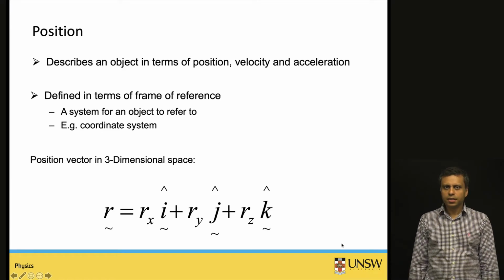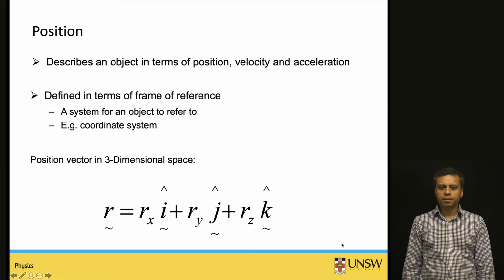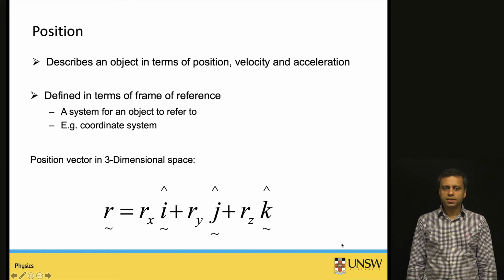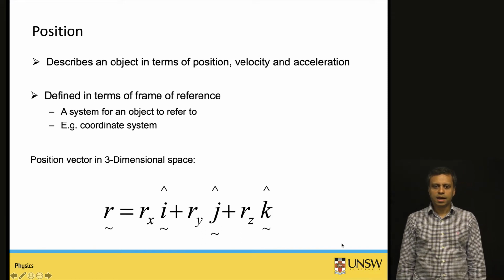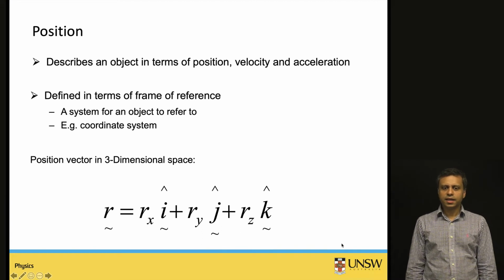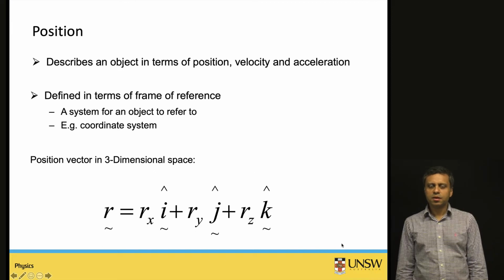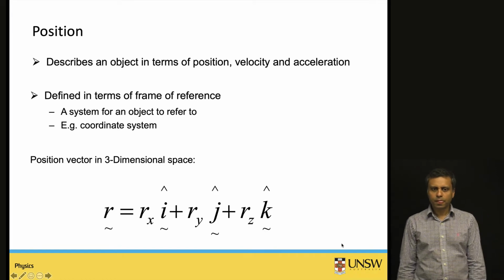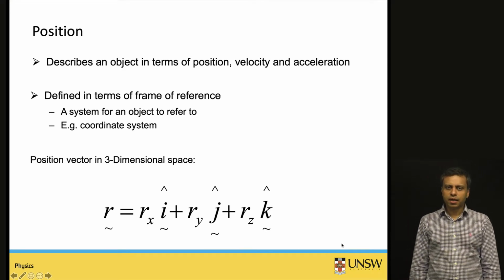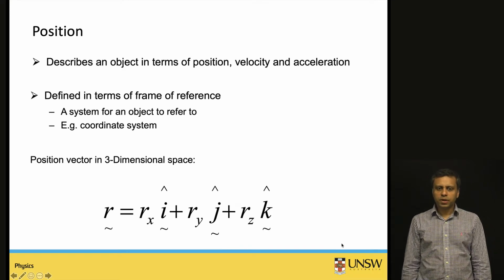A position in three dimensions is described by a vector such as r equals rx times i plus ry times j plus rz times k. Here i, j and k are the unit vectors pointing along each of the Cartesian axes, as you have learned in the module on vectors. This simply means that the object's position is rx units along the x direction, ry units along the y direction, and rz units along the z direction.